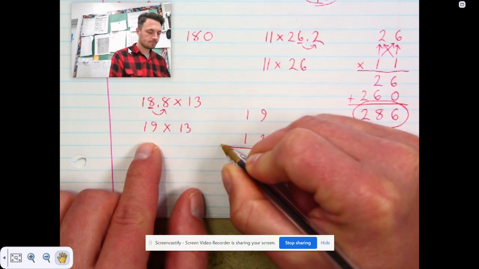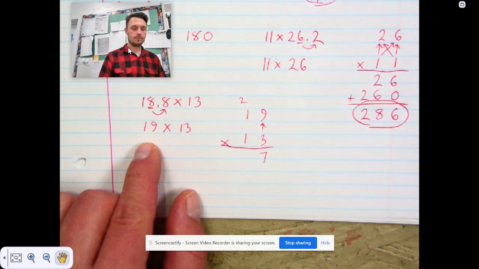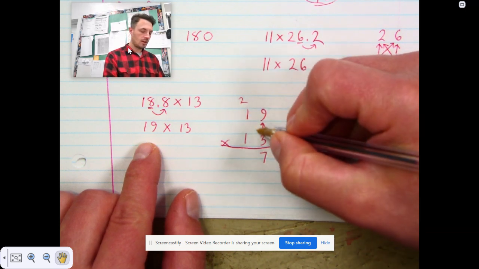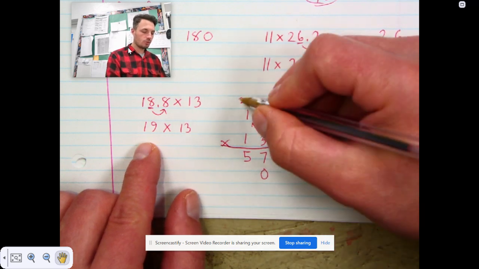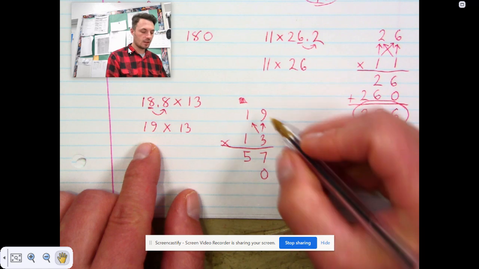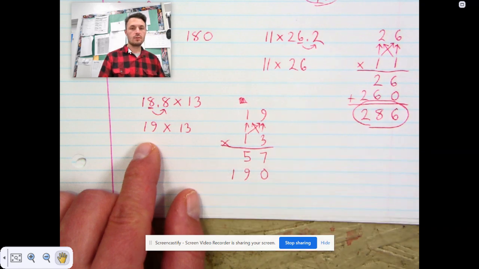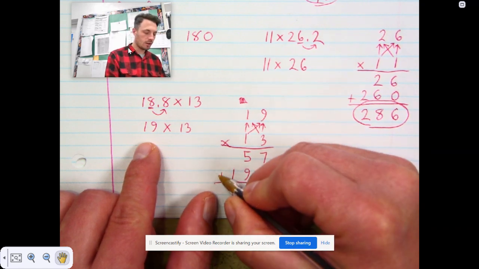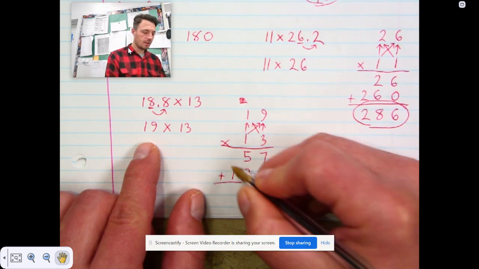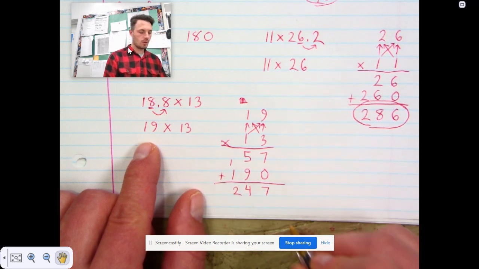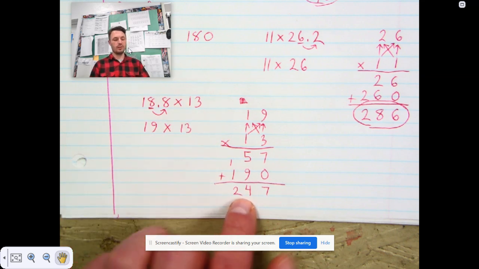Set it up like this. 3 times 9 equals 27. Carry the 2, 27. Then 3 times 1 equals 3, plus 2 is 5. Add our placeholder, cross off what we carried, move on to the next number. 1 times 9 is 9. 1 times 1 is 1. Now we add our partial products. 7 plus 0 is 7. 5 plus 9 is 14. Carry the 1. And then 1 plus 1 is 2. So 18 and 8/10 times 13 is about 247.